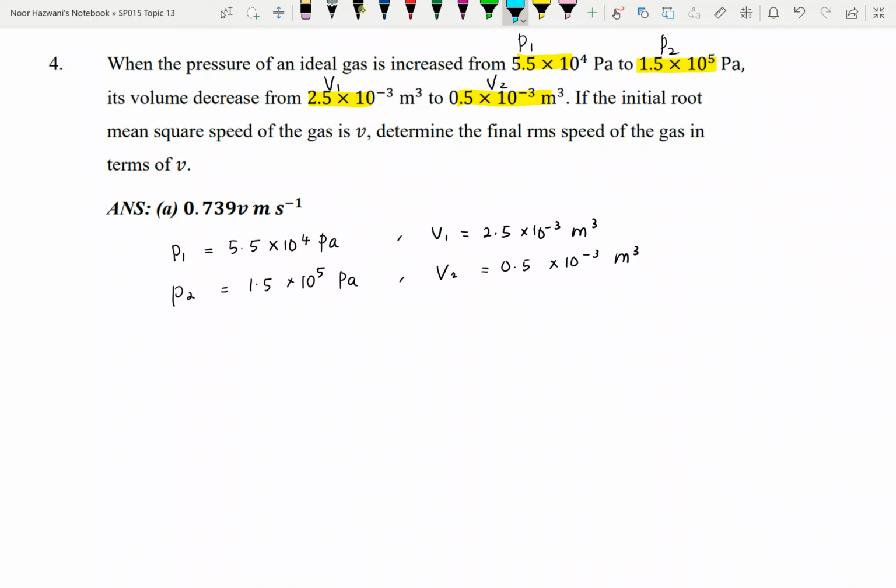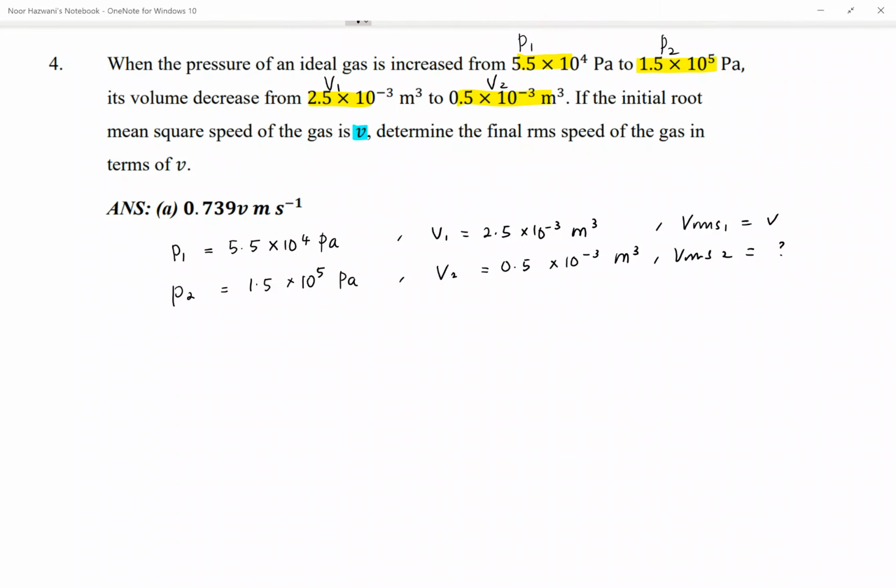So, if the initial root mean square speed of the gas is V. So, dia kata kalau VRMS 1 kita adalah V. So, berapa VRMS 2 kita in terms of V? Okay, dia nak VRMS 2 tapi in terms of V. Sebab VRMS 1 dia tak bagi nilai, dia bagi V je. So, mestilah jawapan akhir you mesti in terms of V.